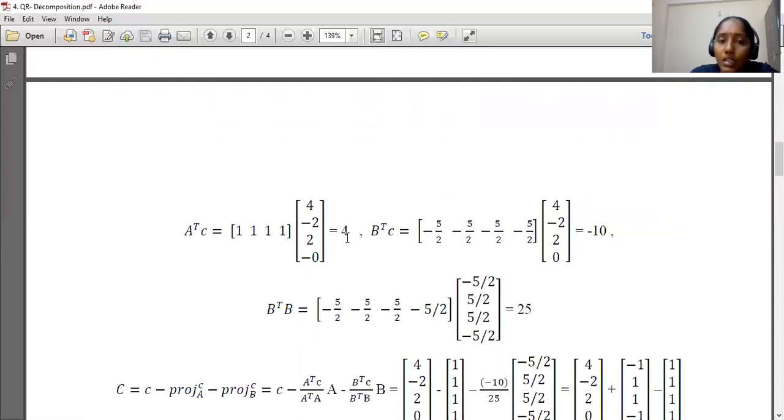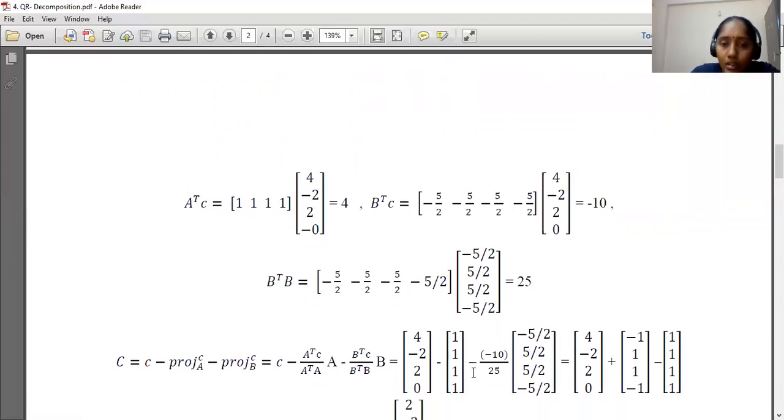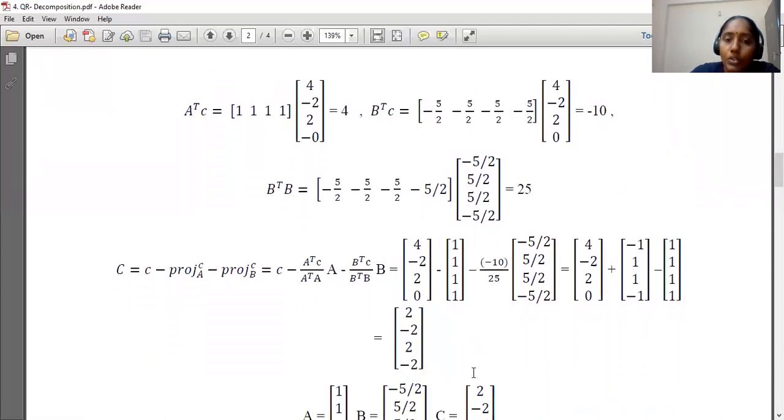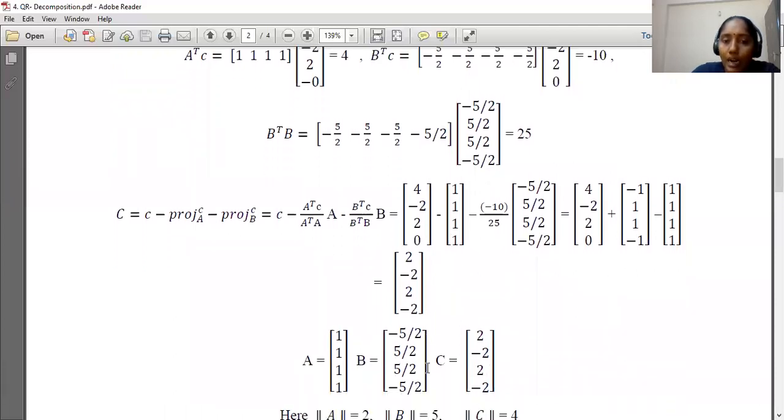A transpose C is 4, B transpose C is minus 10, B transpose B is 25. Just substitute the values and simplify, then you will get the vector C as 2, minus 2, 2, minus 2. Now, after finding vector C, once again verify whether your vectors are right or wrong, just by checking that the dot product of each disjoint pair is orthogonal or not.